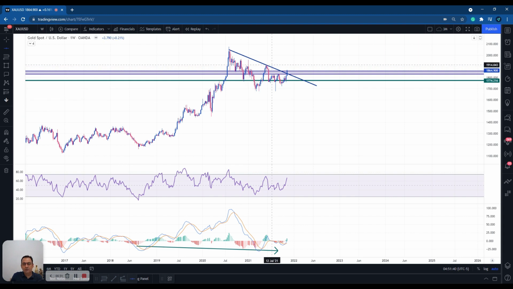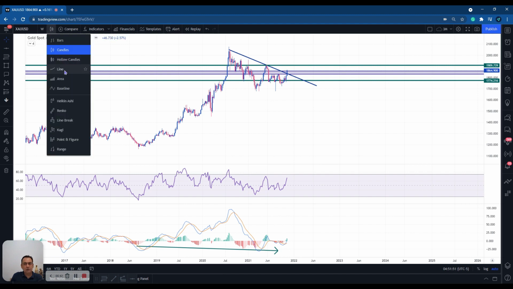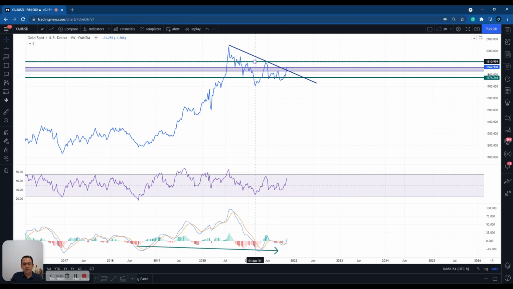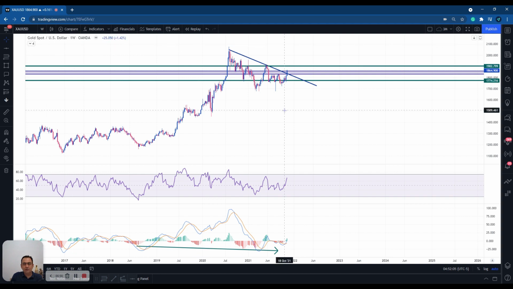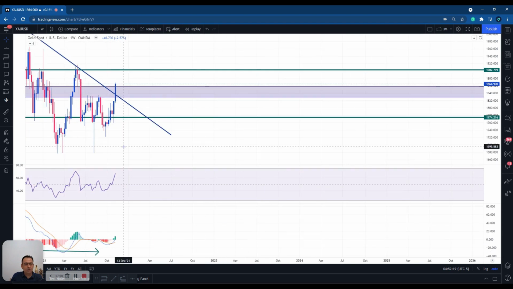This area. This is the previous swing high. We want to check the exact level. Convert to line. Okay. Going back to the candle chart. So this area around 1900 to 1910 is the next level. I'm zooming in to make it more clear.